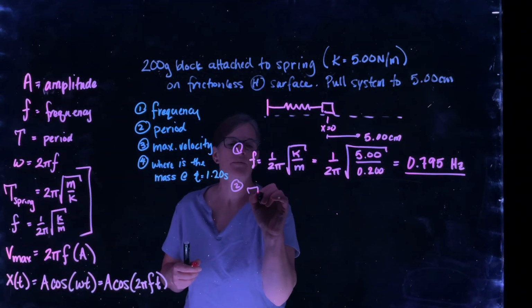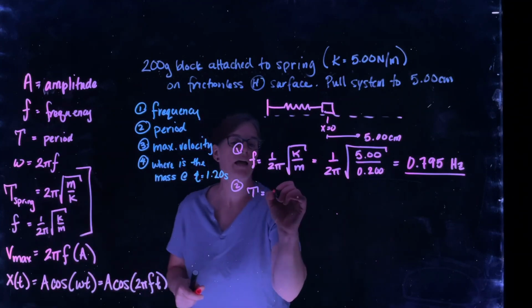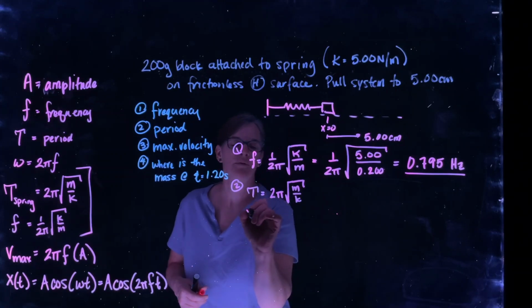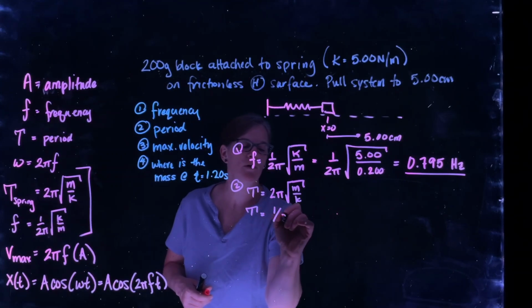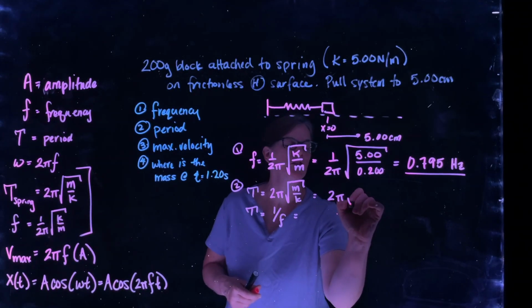2, the period. What's the period? Well, I could solve the period two ways. I could solve the period as 2 pi times the square root of m over k, or we want to remember that the period is also 1 over the frequency. So let's just do both. Practice using our new equation.